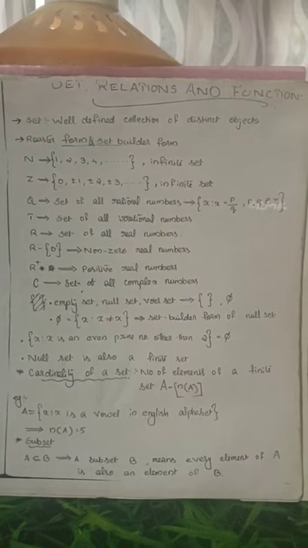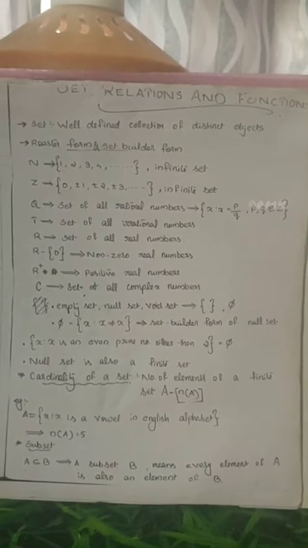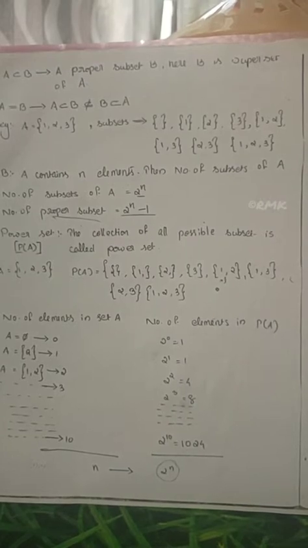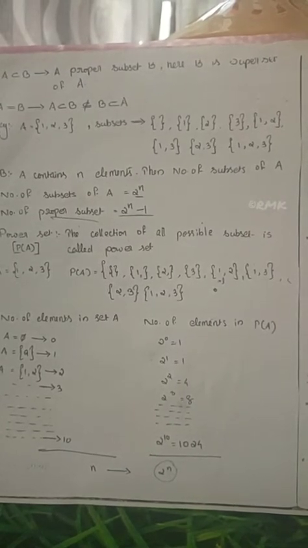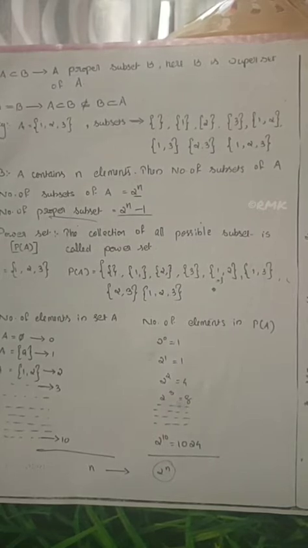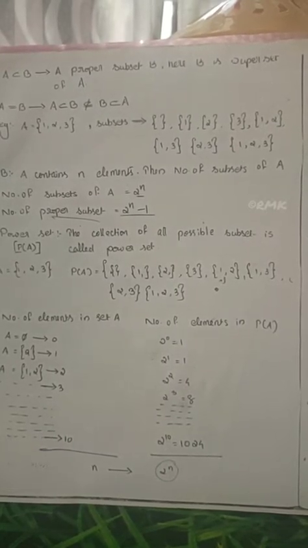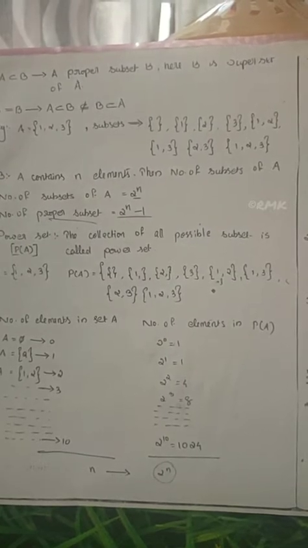Subset, the symbol is A subset of B. A subset of B means every element of A is also an element of B. Proper subsets are denoted by this symbol. A proper subset of B means B is a superset of A. A is equal to B means A is a subset of B and B is a subset of A.